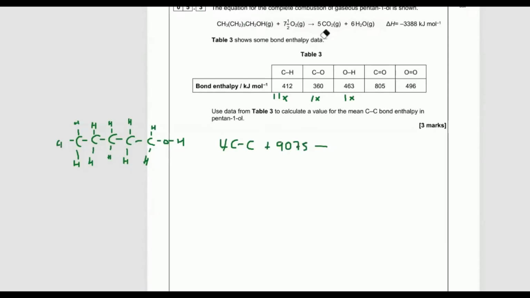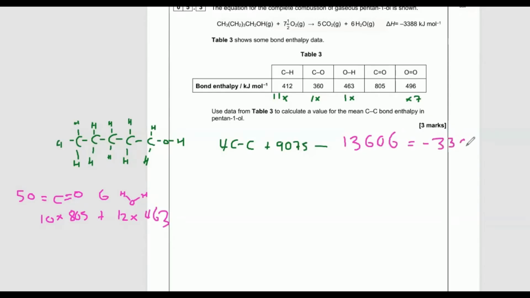So how many C=O bonds are there? They're worth 805 each, you can see in the table. So 805, I need to times that by 10, so that's going to be 8,050. Why do I need to times by 10? There's 2 C=O double bonds in the carbon dioxide. You get what I mean? And then the H2O, a water molecule has 2 O-H bonds. So as there's 6 water molecules, there's going to be 12 times 463. And if I smash that all together, I'm going to get a total bond enthalpy of 13,606 for the product side.